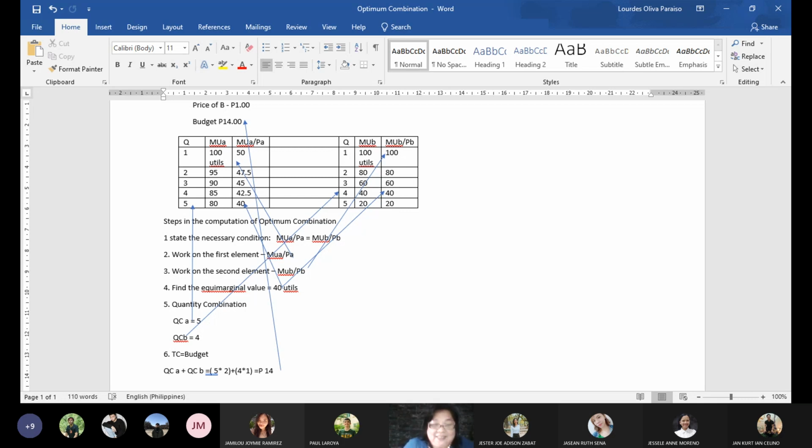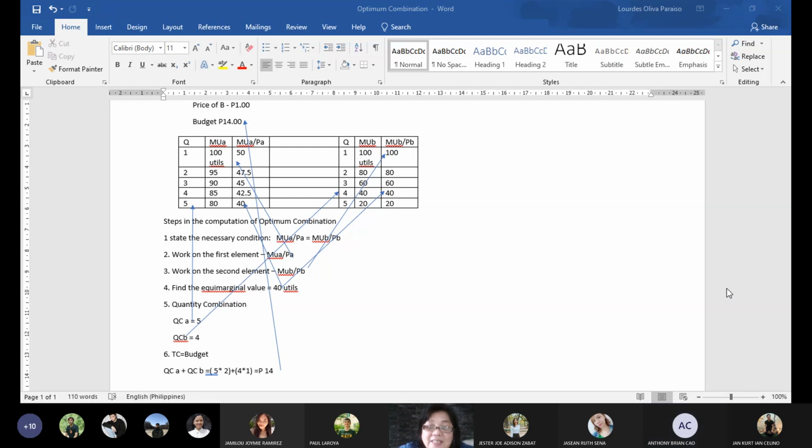How many? Somebody can answer. You're not listening, ay nako. Oh, ilan? Ilan? Anthony Cow? Oh. Yes, ma'am. Oh, how many are you able to buy when you have an equimarginal value of 40? 4, ma'am. 4. Okay? 4.